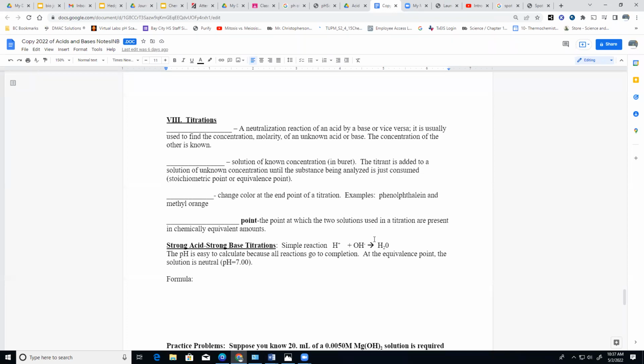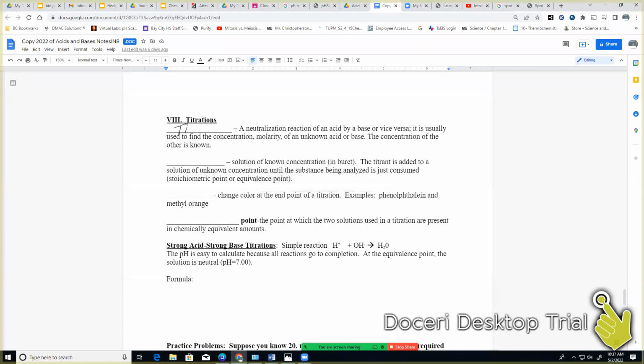So for a titration of acid and base, this is not the only kind of titration that there is. It's probably the most common, but there are other types of titrations. So when you titrate something, you carry out a neutralization reaction of an acid by a base or vice versa. So you would know the concentration and molarity of one of them, whether it was the acid or base, and you were carrying out the titration to figure out the molarity of the other one.